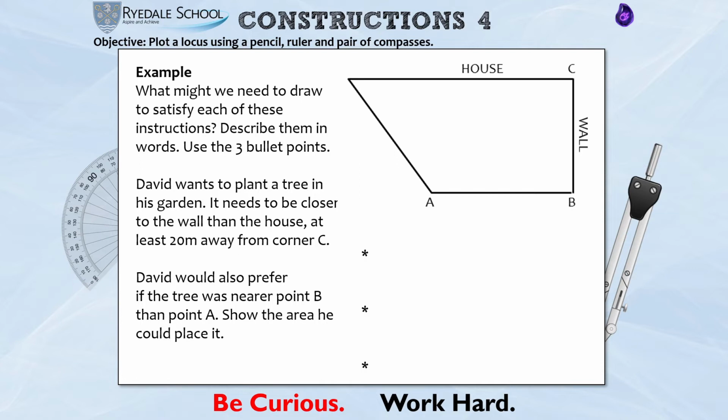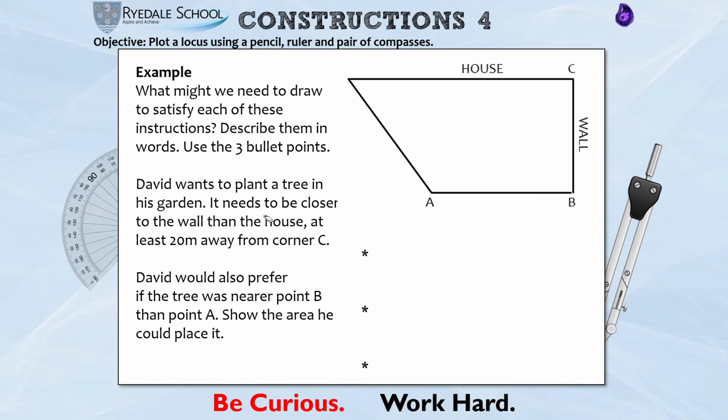It says David wants to plant a tree in his garden. It needs to be closer to the wall than the house. It also needs to be at least 20 meters away from corner C. And David would also prefer if the tree was nearer point B than point A, and we're going to show the area that he could plant his tree. Well, let's take each of these instructions in turn and try and break it down.